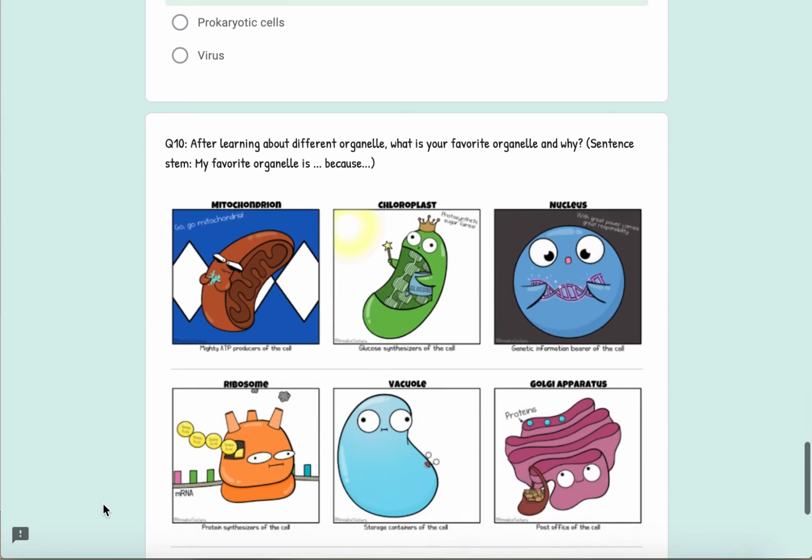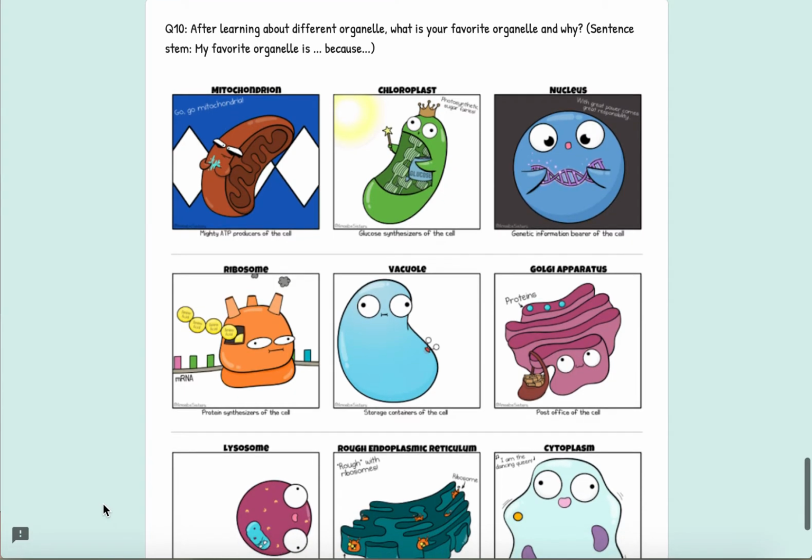And question 10, this is the same question we answered in the opener question. Make sure to tell me what is your favorite organelle and why. You can also use this sentence stem. My favorite organelle is blank because blank.